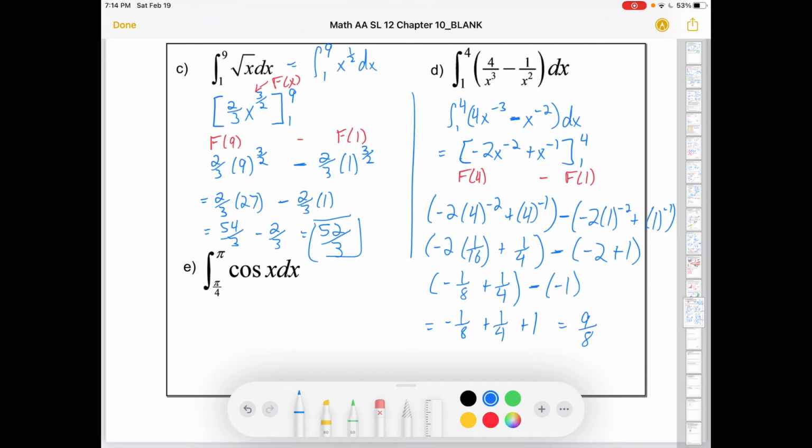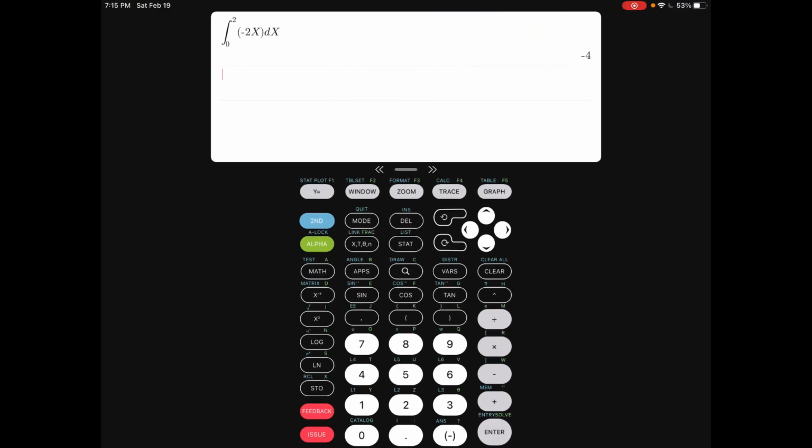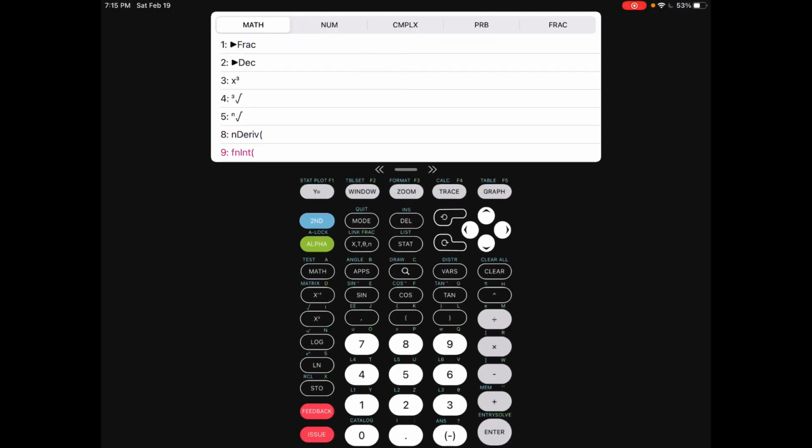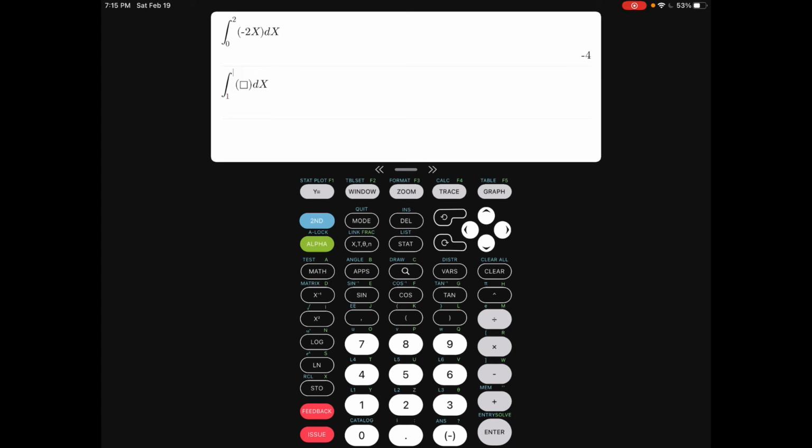How confident do we feel about this? I mean, so-so. Let's head to the GDC just to make sure. A lot of the time, I don't really want to see the graph. I just want to work out this definite integral algebraically. So I've got a fraction of 4 over x to the power of 3, and then I have minus 1 over x squared, and dx. Let's just see what we get. 1.125, that's 9/8. Yeehaw.